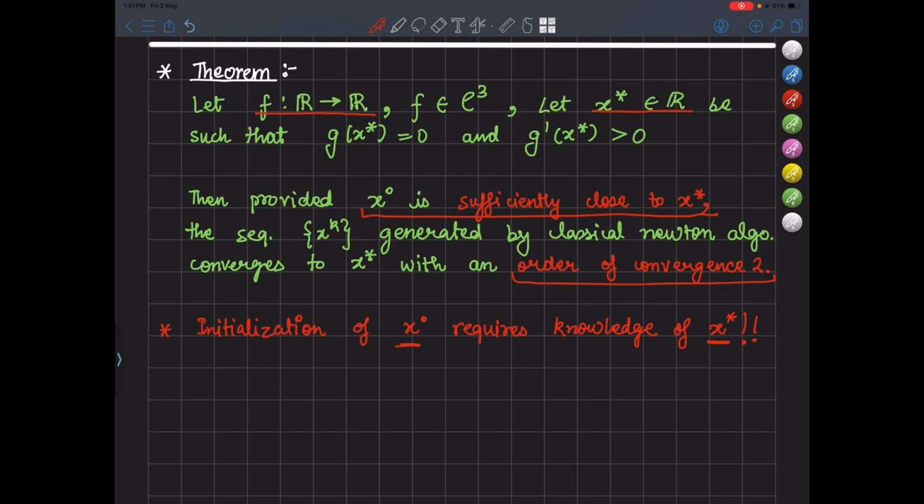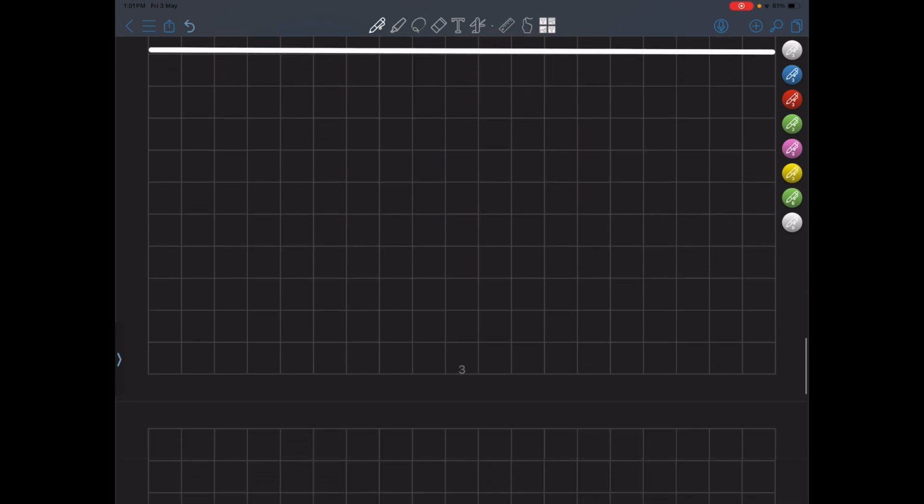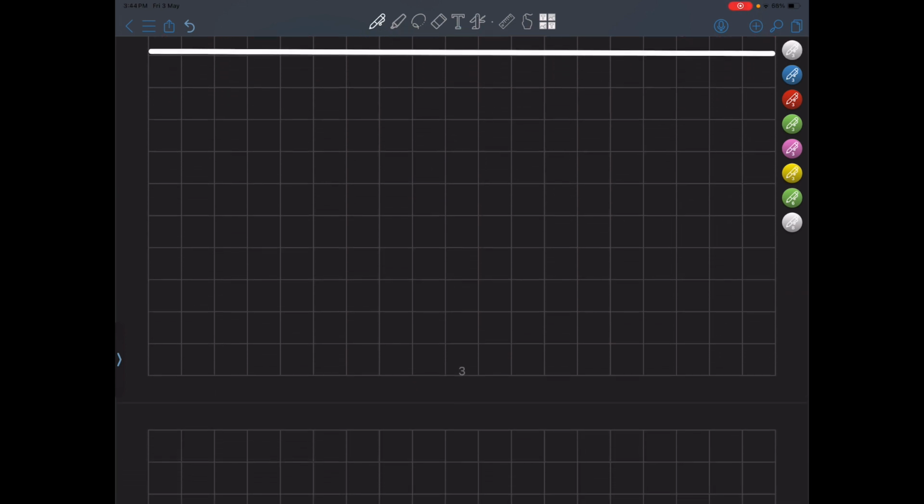To solve these various disadvantages of Newton algorithm, people have made modifications to Newton method which solve many of the disadvantages that we discussed. We'll discuss these algorithms now. So now let's look at the modified Newton method. What are the modifications that we are looking at?